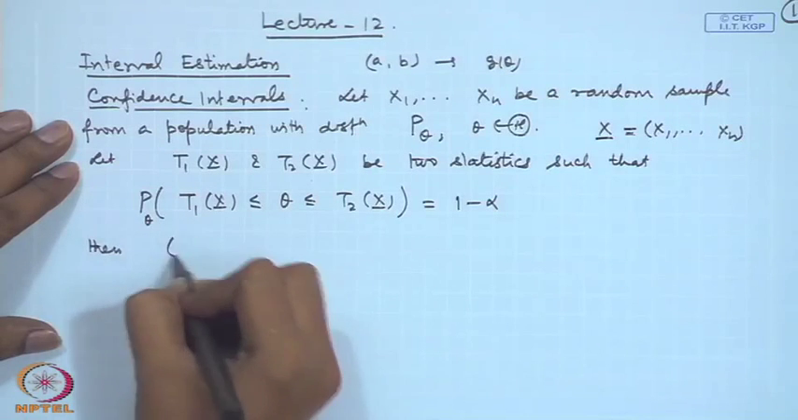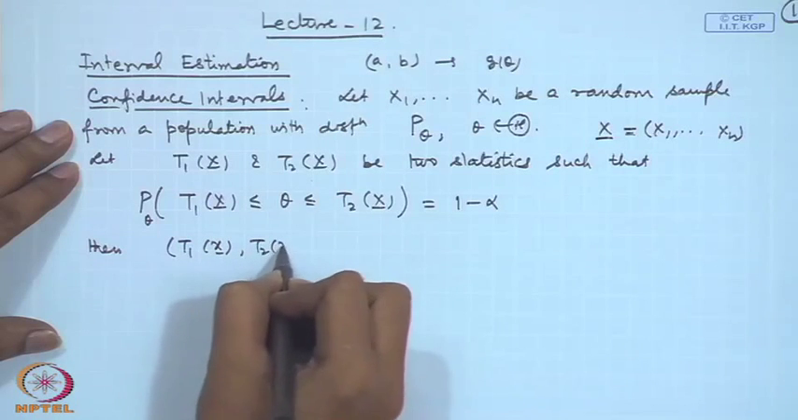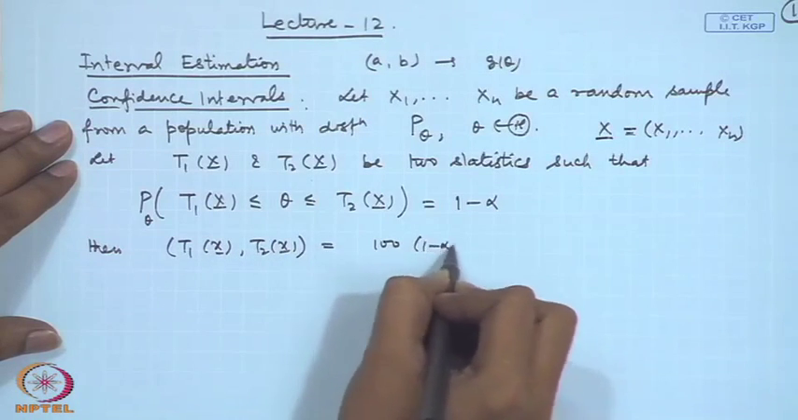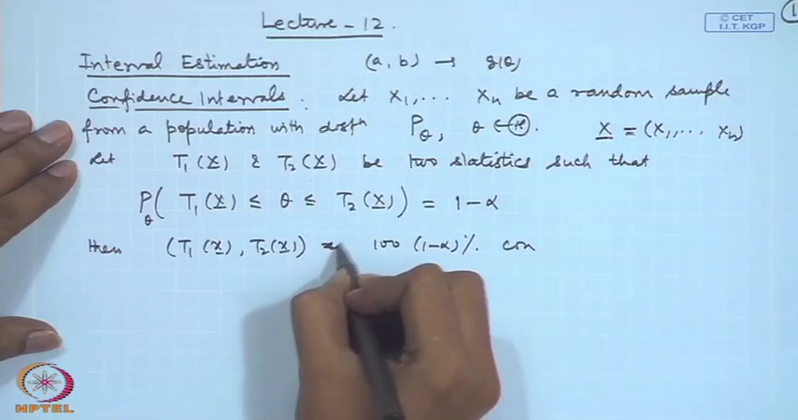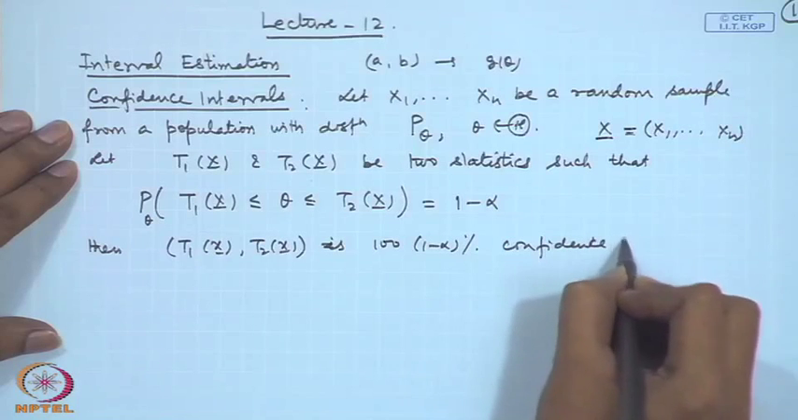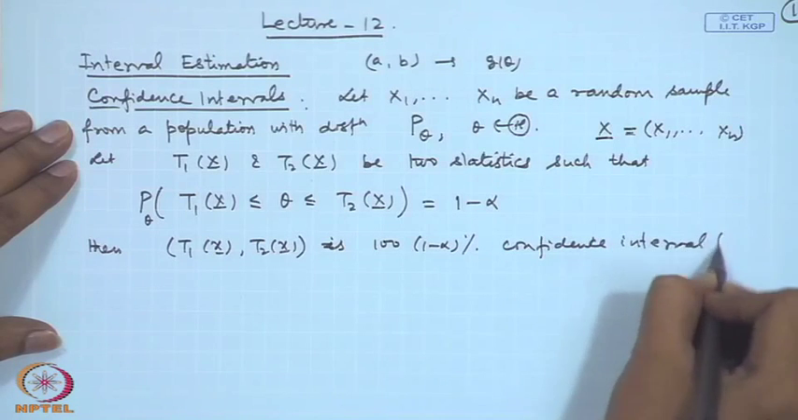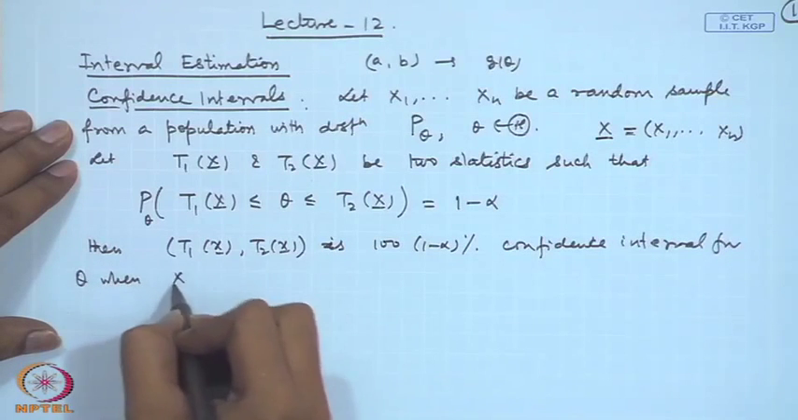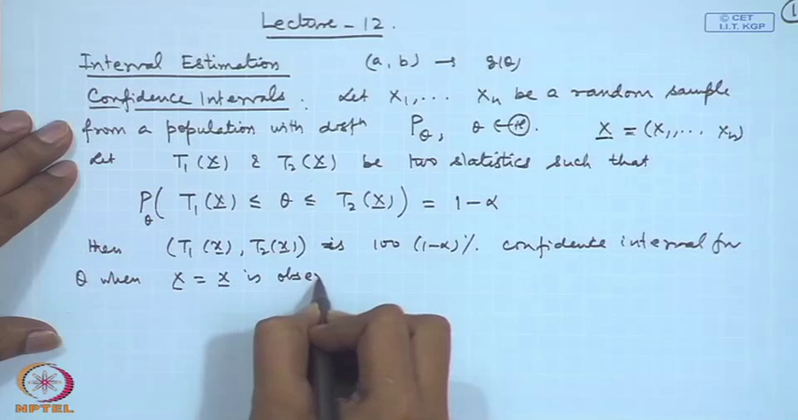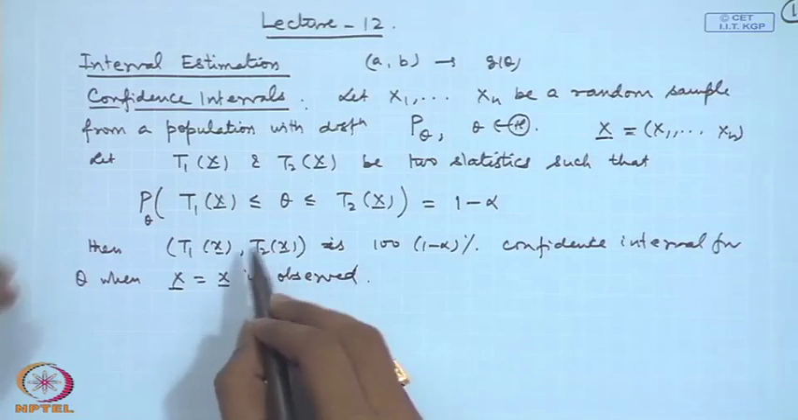Then t 1 x to t 2 x is called a 100 1 minus alpha percent confidence interval for theta when x is observed. Basically, by the 100 1 minus alpha percent confidence, we will mean that if 100 times we do the sampling, then 95% of the time, or 100 1 minus alpha percent of the time, my true value is likely to lie in the interval t 1 x to t 2 x.